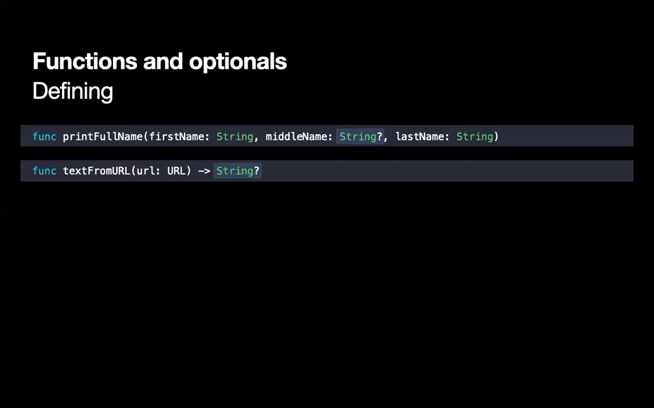So while defining functions and optionals, we can define a function like printFullName with firstName String, middleName String optional, lastName String, and a function textFromURL returning a String optional. The same is true for a function that returns an optional.